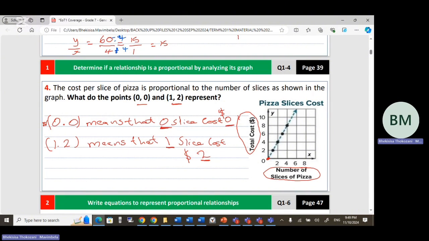All right, how did I get this answer? I can see from the graph as well. You see, for every 1, this is my 1, it costs 2. So it's like this here. Okay. I hope that makes sense. And let's move on to the next one.